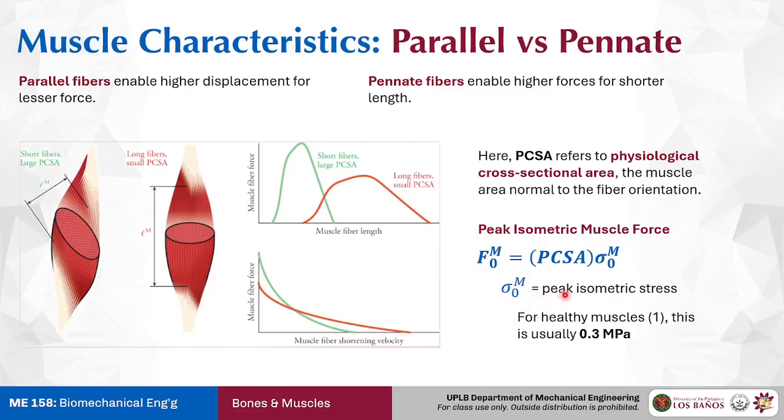So, for example, your muscles only allow 0.3 MPa maximum for all of its fibers. And what's happening is that for a parallel fiber muscle, the cross-sectional area, which is where the force is traveling, is kind of small. It only allows for a small transmission of force. It only allows for small forces. So force equals stress times area.